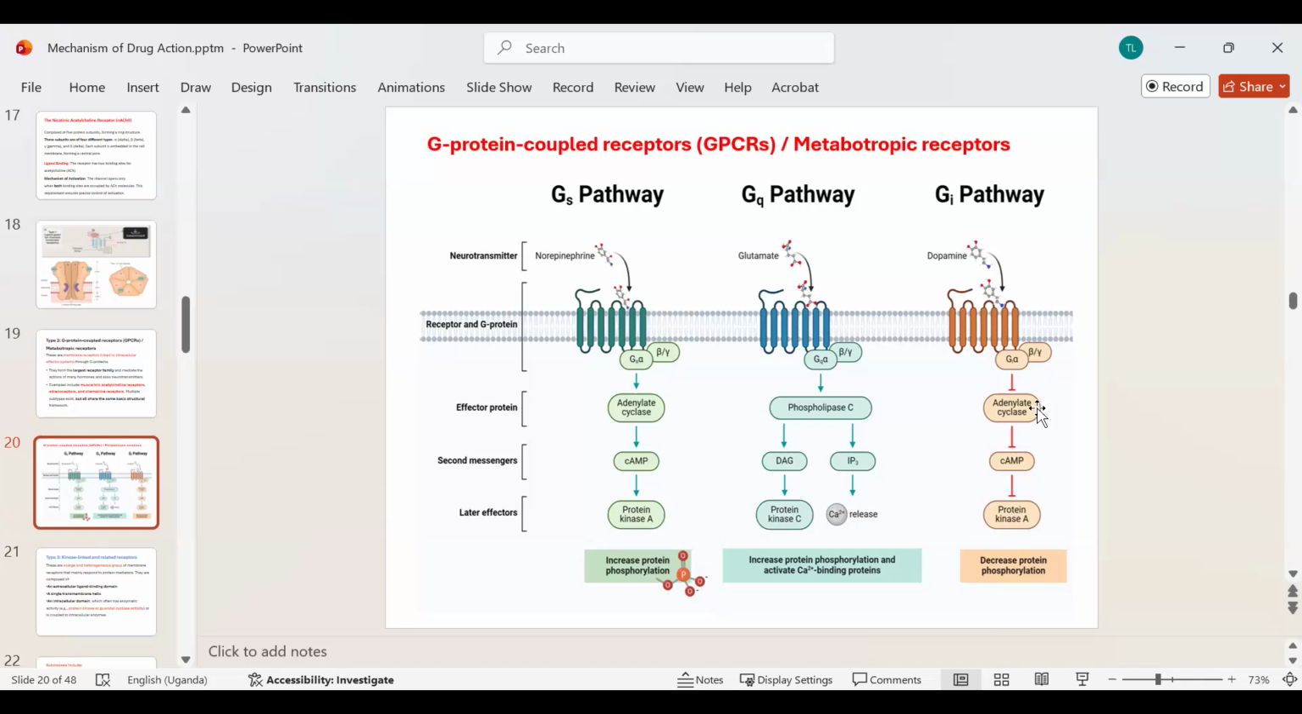Excuse me, doctor. Good morning. I would request that you scroll up the page. I'm struggling to read, especially the G proteins, the receptors, the secondary messengers, those words. If you can try to scroll up.